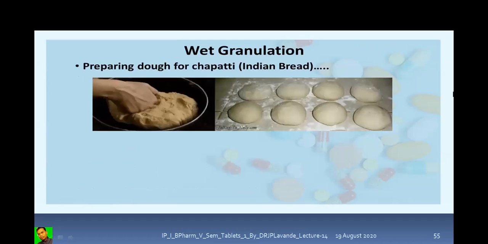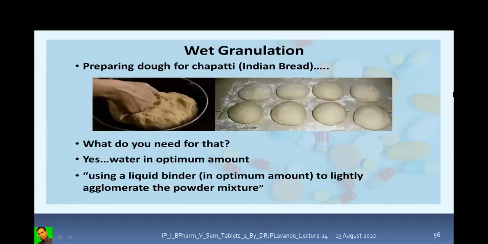So this is the method which is said to be wet granulation, isn't it? The preparation of chapatis or the preparation of bread, right? For which we need to add water. Water will act as a binding agent. It will act as a granulating agent. So what do you need for that?